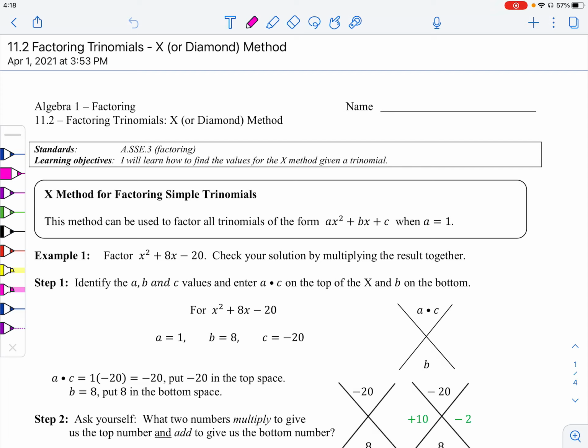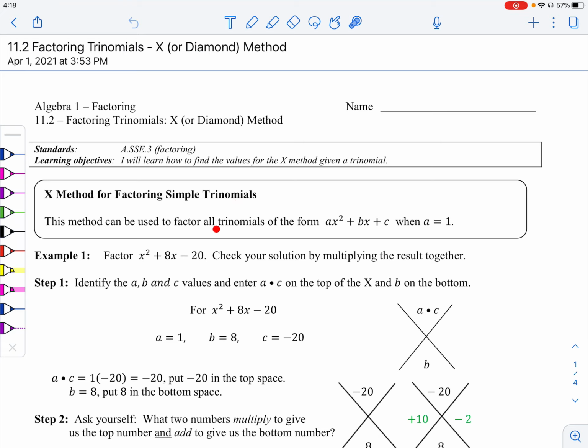All right, welcome. This is 11.2, Factoring Trinomials using the X method or diamond method. You might hear X method or diamond method, or X box method. So you might hear it different ways. So, X method for factoring simple trinomials.